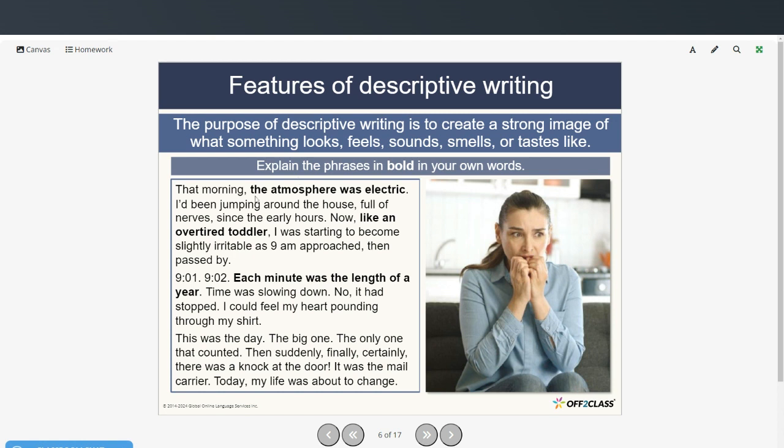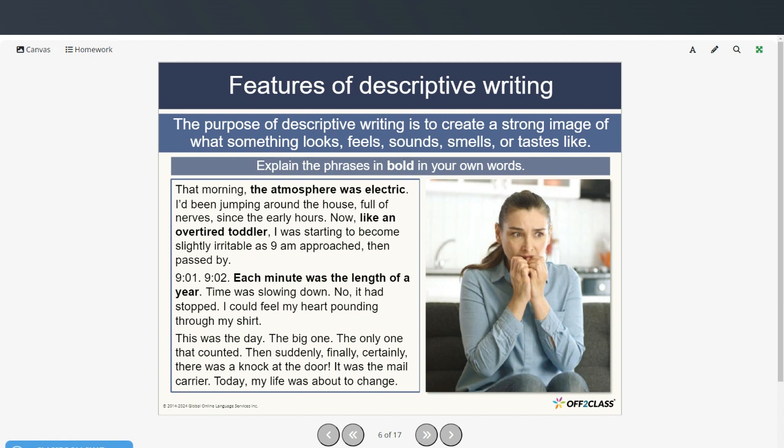So the atmosphere was electric is probably meant to mean that the writer is feeling nervous, tense, maybe anxious. When electricity is in the air it kind of crackles and it's not a calm, smooth feeling. So it's meant to suggest that there's all this nervous energy.